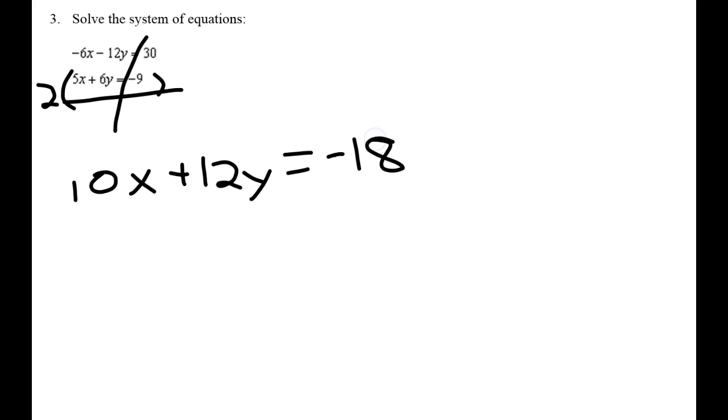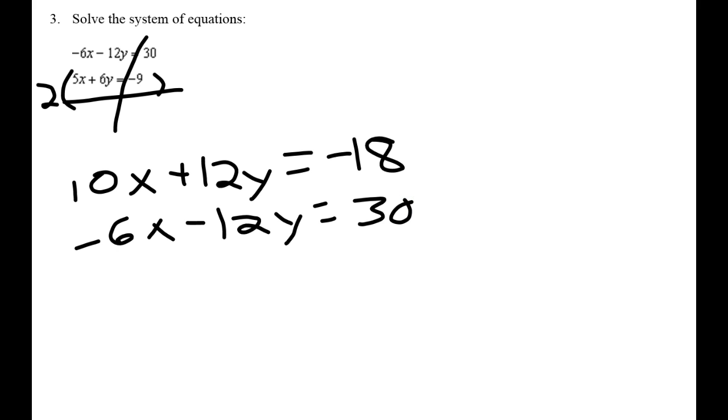So I'm going to multiply the entire equation by 2. And my new equation is going to turn out to be 10x, 2 times 6 is 12, plus 12y equals 2 times negative 9 is negative 18. So I have my new equation, and the first equation stays exactly the same. I don't need to change anything on there. So I'm just simply going to rewrite it underneath the second equation. And now I can do elimination.